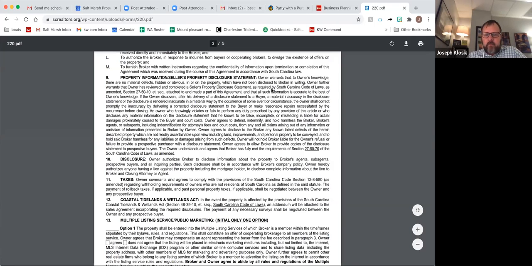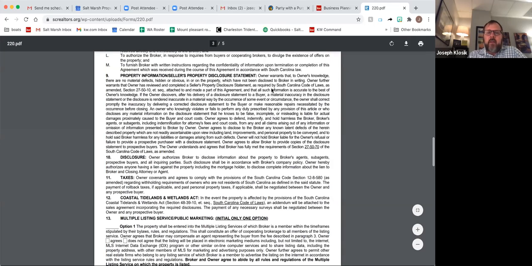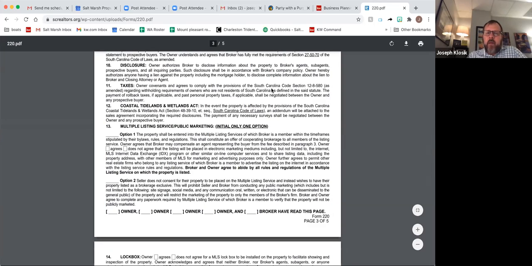Taxes. Basically, it's saying that taxes will be prorated and you're going to be responsible for the taxes due from you for the time that you lived in the home. Coastal Tidelands and Wetlands Act: in the event the property is affected by the provisions of this, an addendum will be attached to the sales agreement incorporating the required disclosure. Obviously, if that applies to your property and an addendum is required, they just need to know that they may have to fill that out.